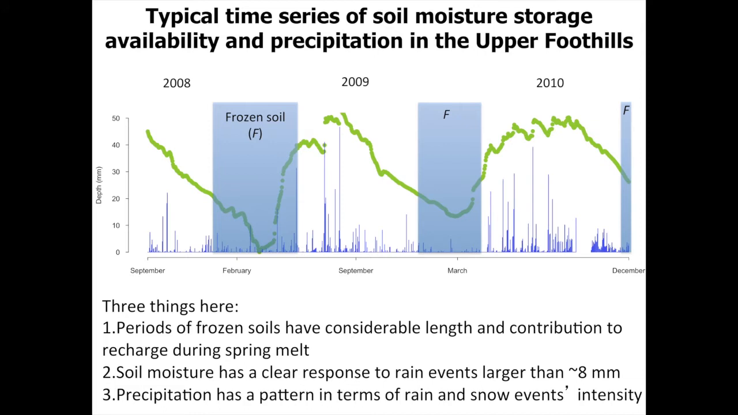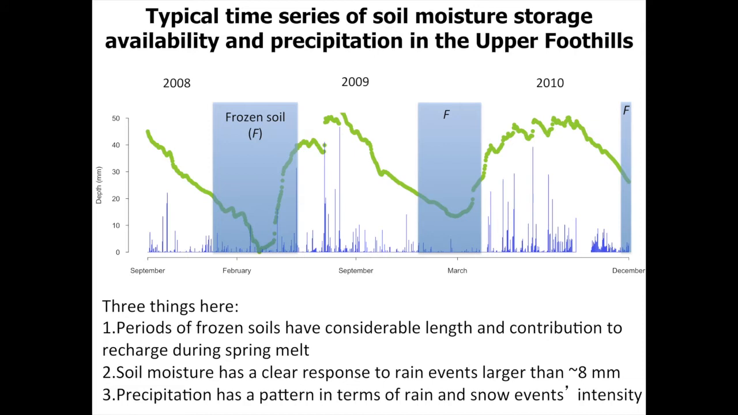Just a quick snapshot of how the upper foothills environment looks. I don't want you to pay any attention to this graph before I walk you through it. I think this is a clear summary of how this environment looks from the hydrological point of view. The main idea of this graph is showing in green soil moisture, or water available for the trees, and in blue the precipitation events, meaning rainfall and not snowfall events.